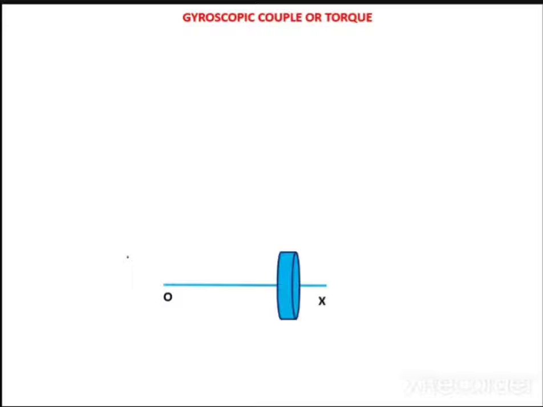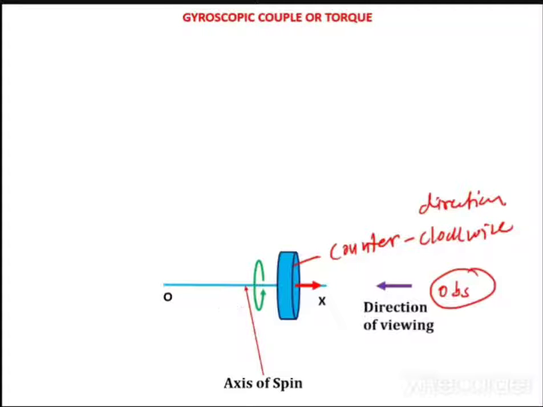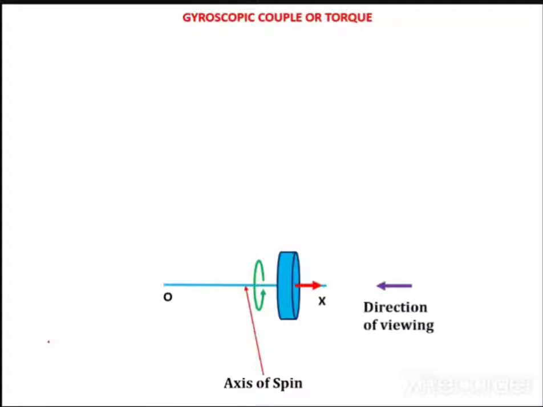So I have considered OX, the axis of spin, right? And this is the direction of viewing. Let us say that this disc is spinning in a counterclockwise direction. Is it clear? This is the observer position, this is the axis of spin, and this is the disc which is spinning in the counterclockwise direction when you are observing from this position. This is the same thing I considered yesterday.